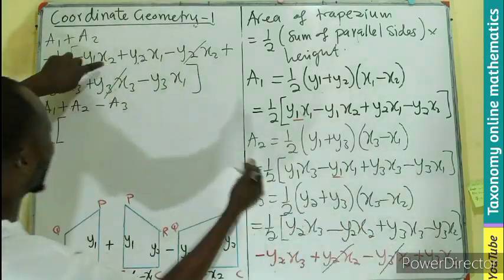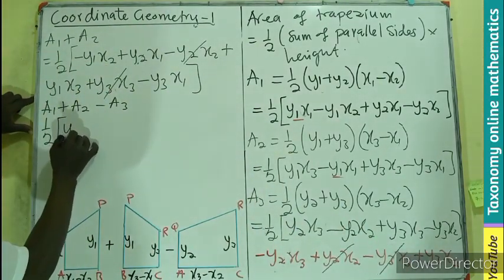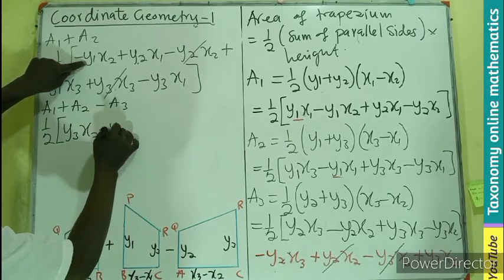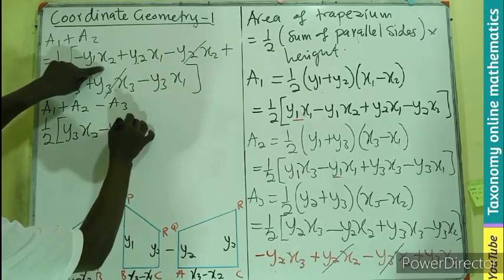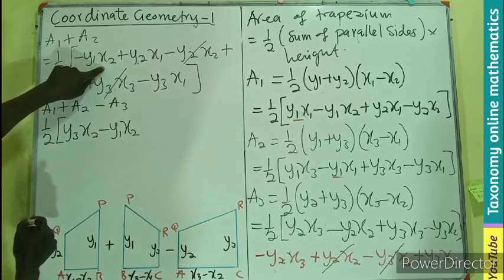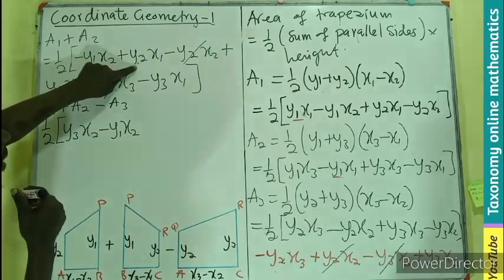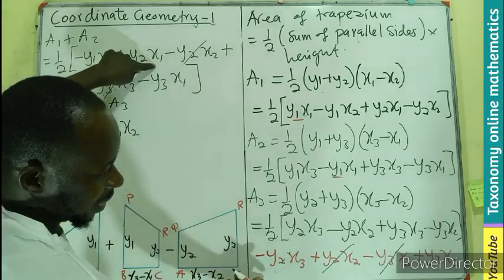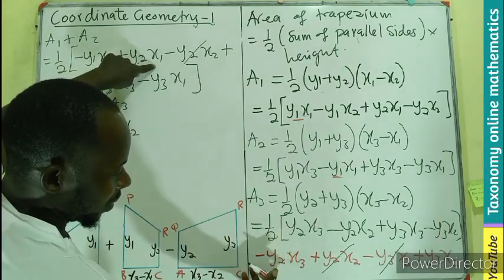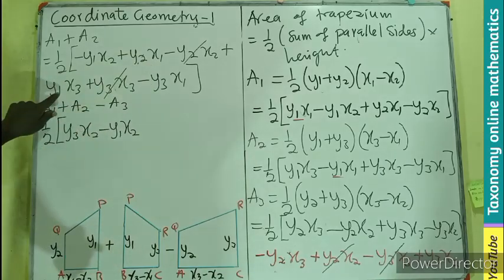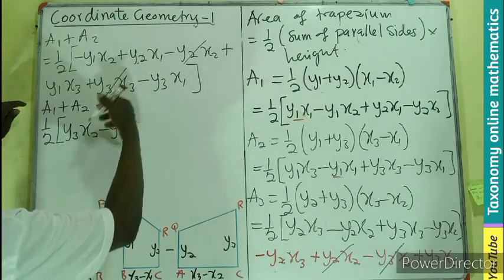Okay, let me bring this one as y3 x2 minus y1 x2. I am bringing these two terms together. Then what term again? We are having x1 here. Do I have any x1? No. What about... Okay, let me bring them down.